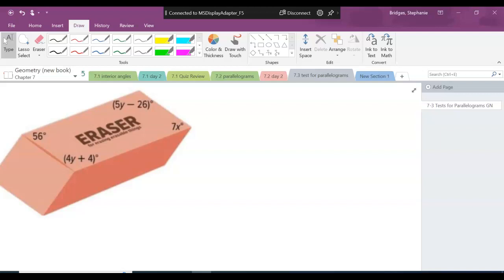I mean, you can do that, but that's the harder way to do it. If you're looking at your angles across each other, set up your equation. And then just solve for x.